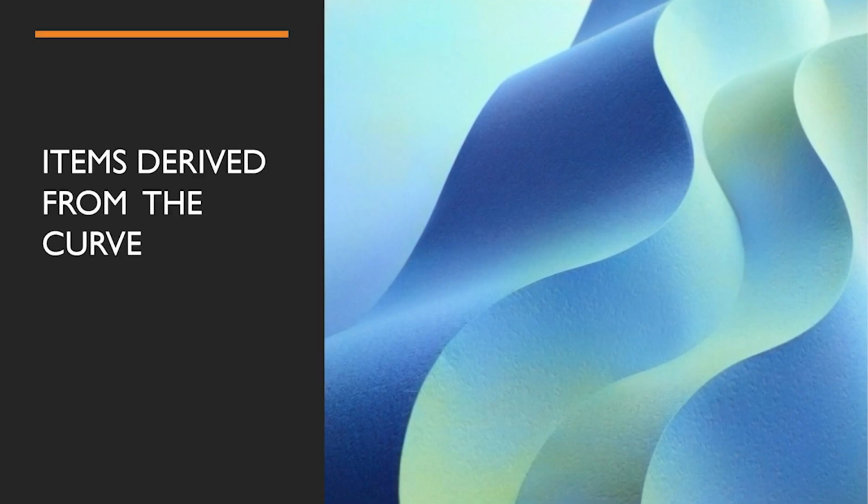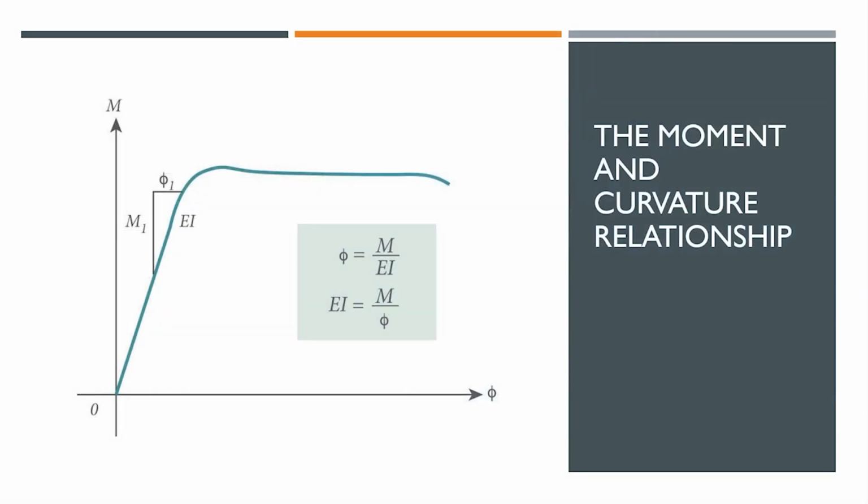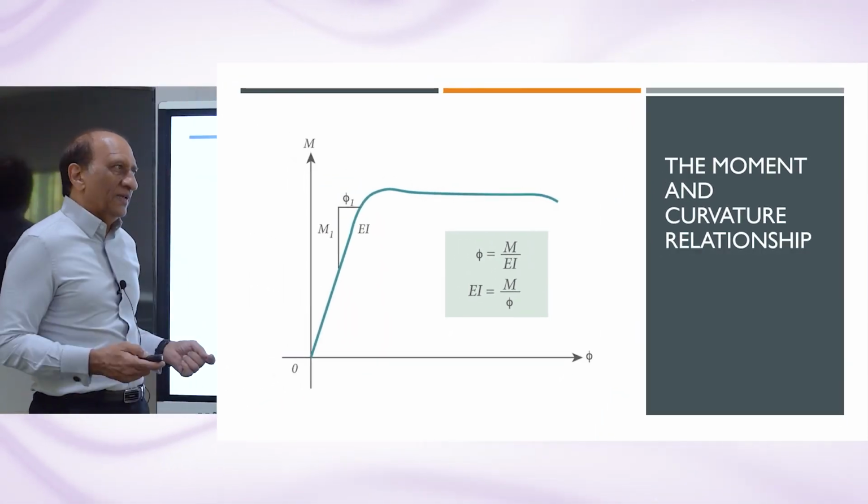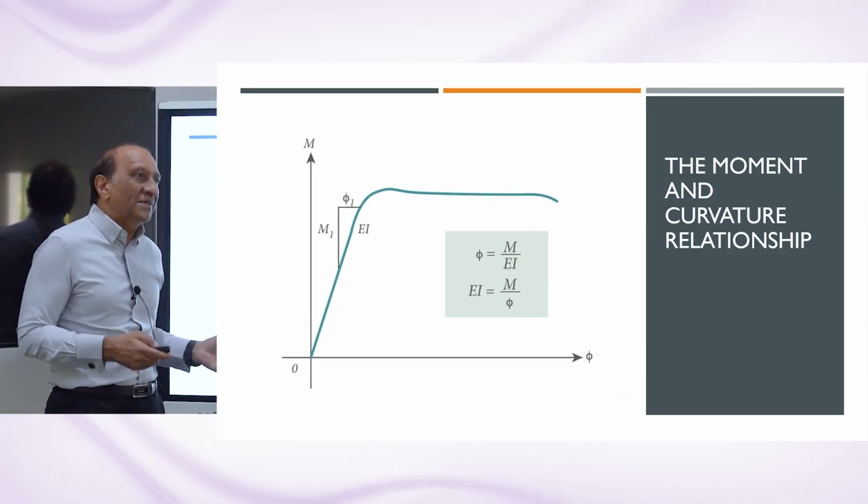Normally we put it on rotation, which is a derivative of curvature. Now let's look at the items which are derived from the curve with some computations. The first one is stiffness, because as I mentioned to you, from the curve we can determine the slope of the curve, and that slope is the stiffness. And it's so important because this stiffness is real.